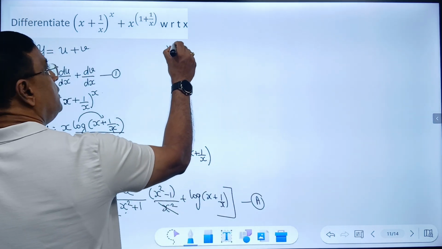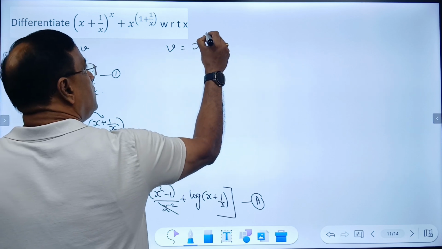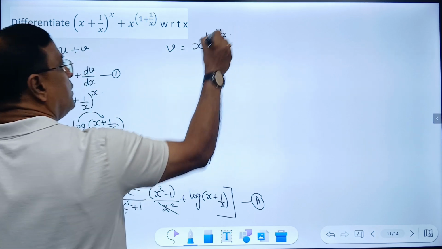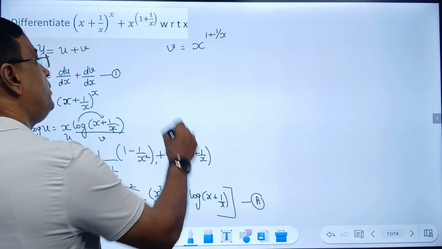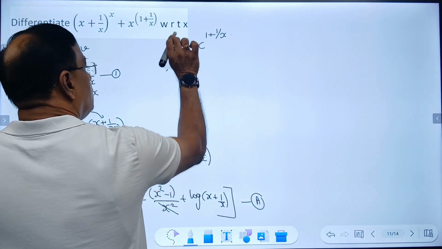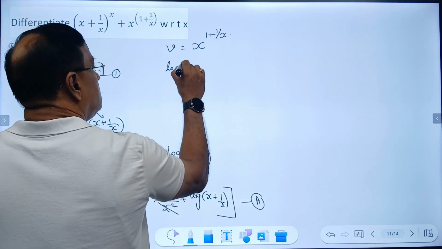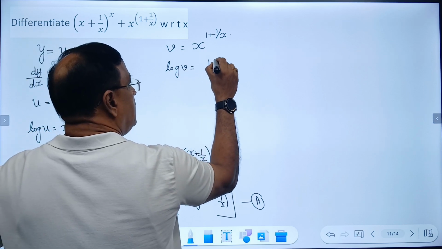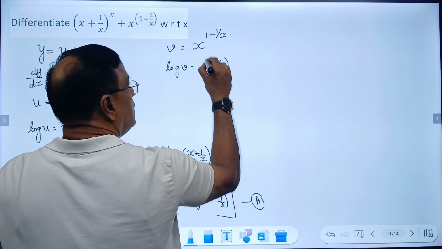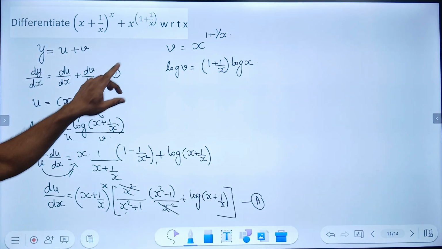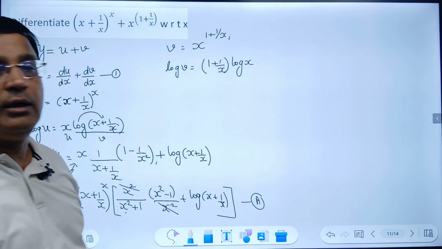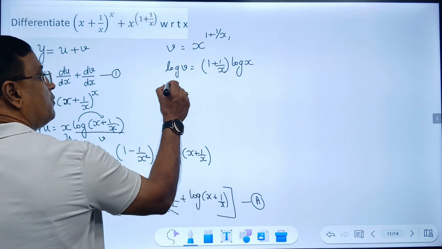Now what is my v? V is x to the power of 1 plus 1 by x. Now how am I going to differentiate this? Again it is variable raised to the power of variable. I have no other choice but to take log on both sides. So how do I do it? Log v equal to n log a, where n is 1 plus 1 by x. Correct? This is my n log a. Clear? Now what is the differentiation of log v?